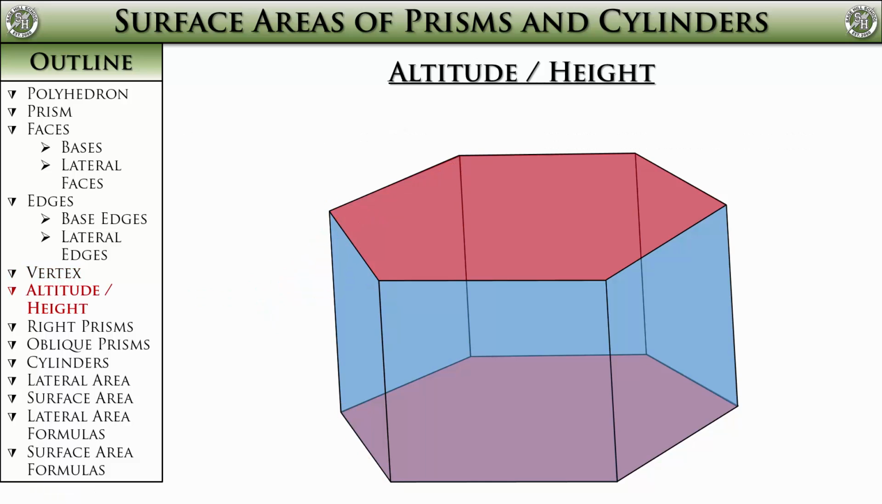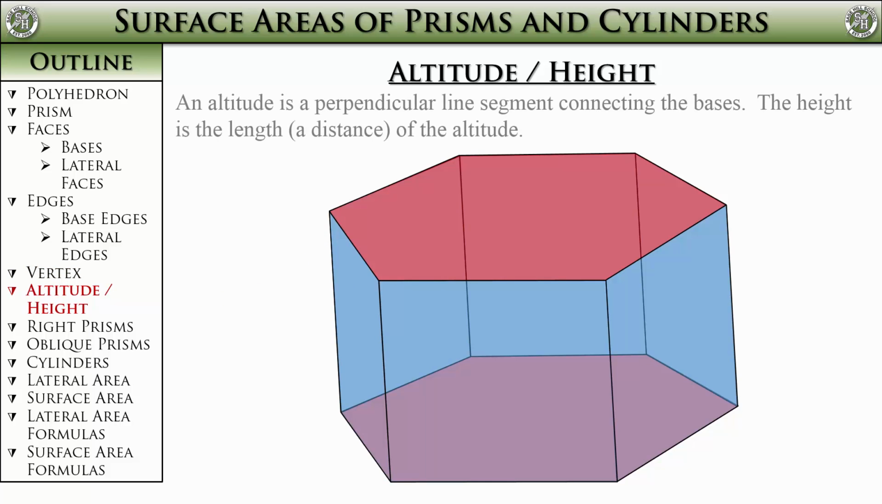We have done many altitudes for different shapes, and they work exactly the same here. An altitude is a perpendicular line segment that connects the bases. Every altitude we have done so far has been perpendicular to the opposite side. They always tell you how high something is. Here it tells us how high the prism is. This is splitting hairs, and we have done the same thing before, but the altitude is the actual line segment, and the height is the length of that altitude.